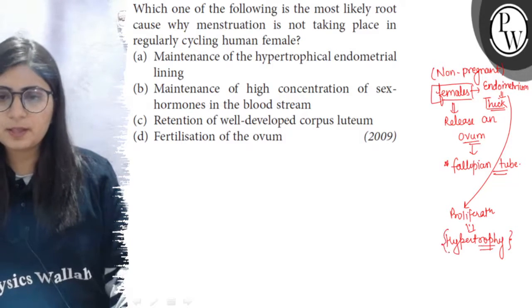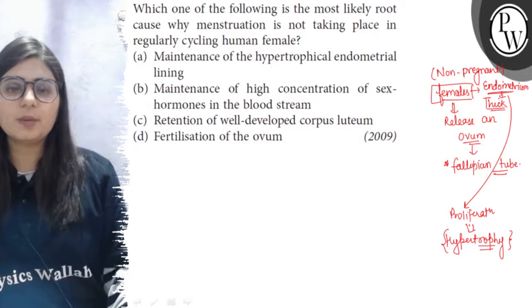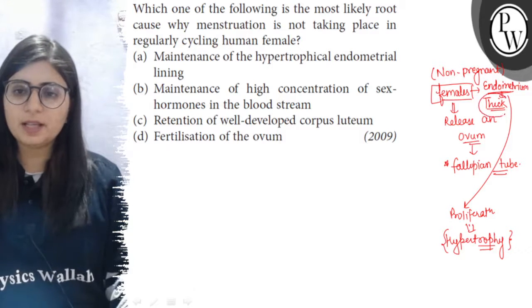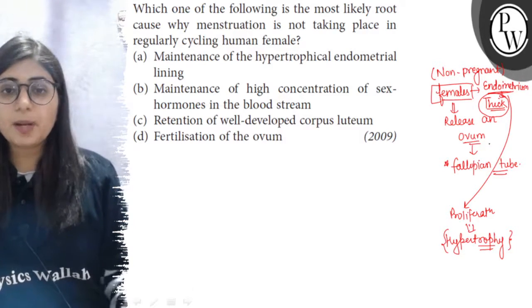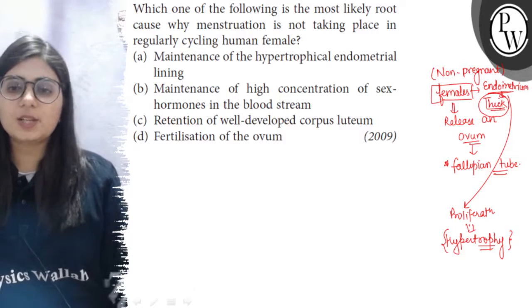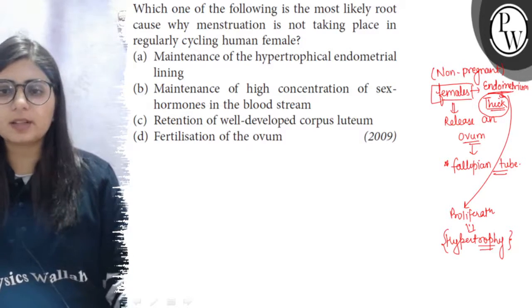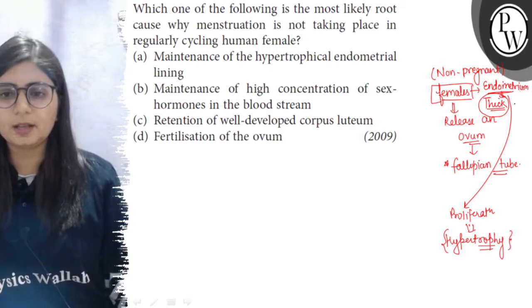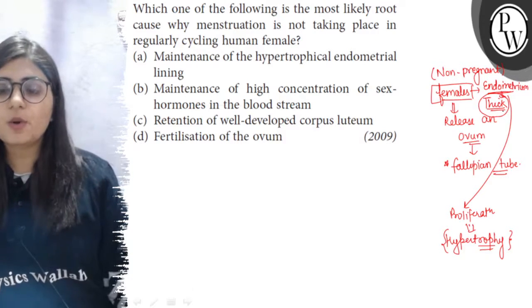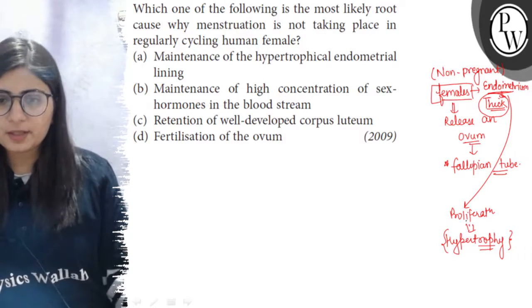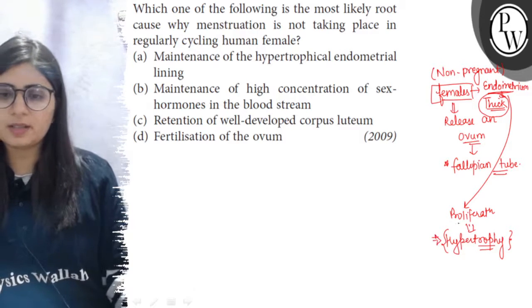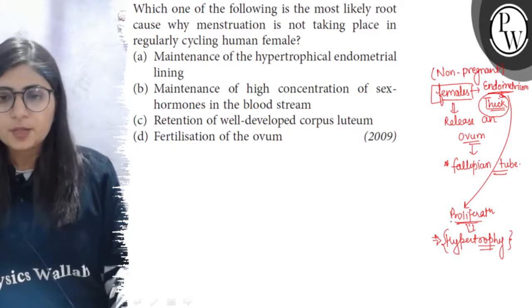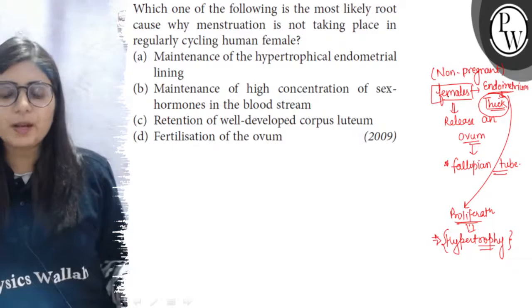So every month the endometrium, which is the innermost lining of uterus, becomes thick, so that if implantation occurs, means if fertilization is there and the embryo attaches with the endometrium, it must be thick and strong enough to support the embryo. So for this it undergoes hypertrophy, where the cells increase in number. So these events occur in the non-pregnant female.